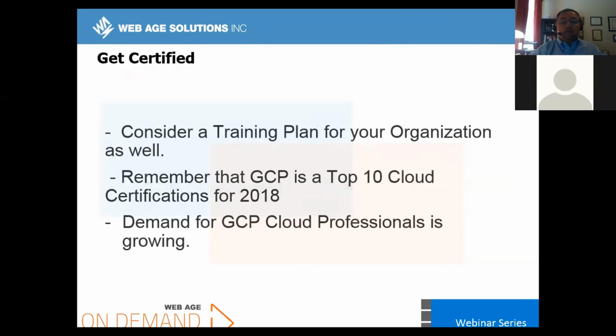Now, there are some follow-on courses that are taught by Webage. Again, you could put together a training plan. I'd recommend that you remember that it is a top 10 cert and that this is likely going to grow in demand because Google's number 3 and not number 1, and therefore gives you some room to grow as well.